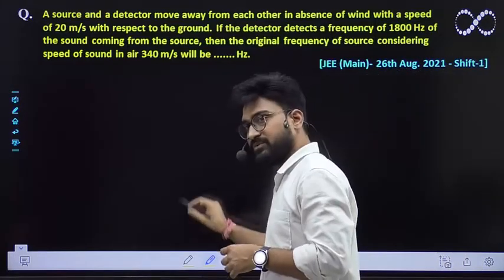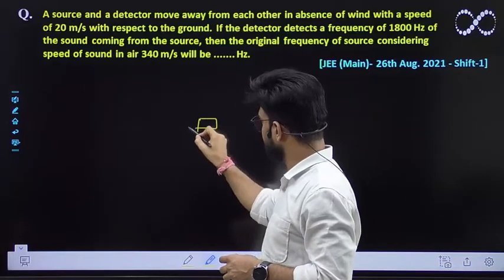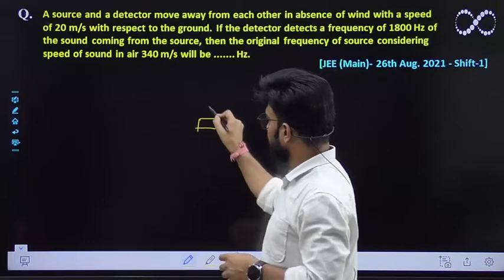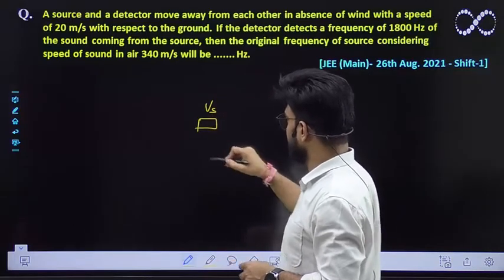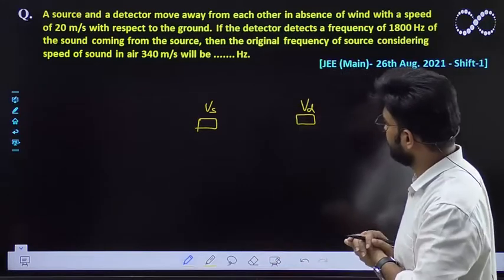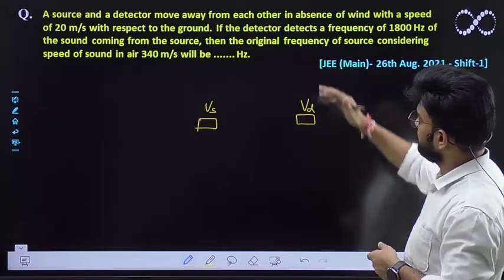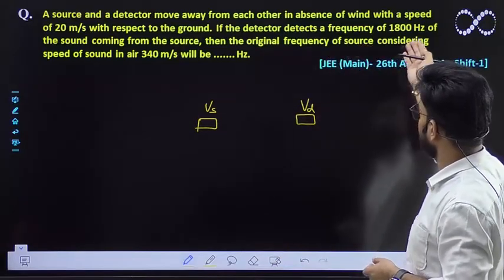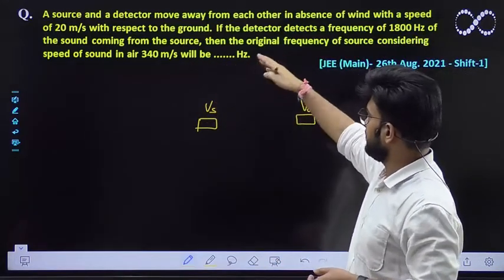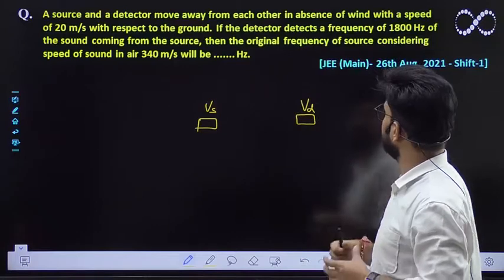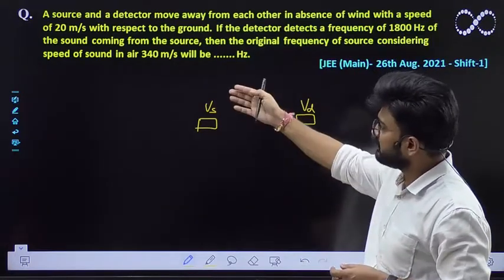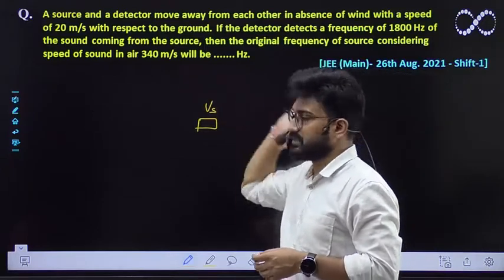So you have been given this source and a detector. This source can move with the speed of Vs and this detector can move with a speed of, let it be Vd. If the detector detects the frequency of 1800 Hertz of the sound coming from the source, then the original frequency of the source, considering the speed of sound is 340 meter per second, is.